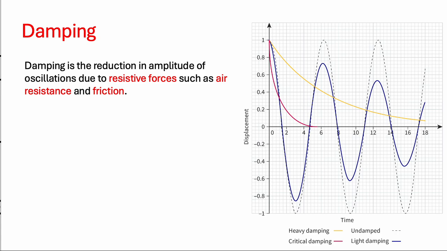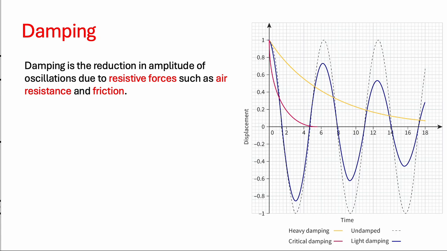Okay, quick look at the graph here. We can see 4 profiles here. One of them is a bit lightly drawn here, so just to point them out. We have dashed lines here. This is our undamped response. Okay, this is our normal wave response. We then have something called light damping in blue. We have heavy damping in yellow, and then we have critical damping in red. And we just want to talk about the difference between these things.